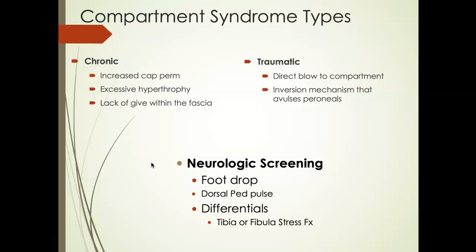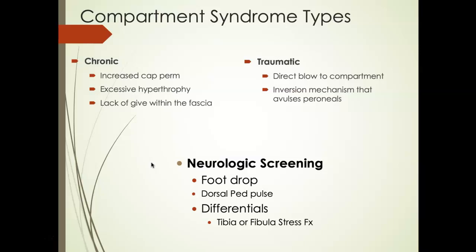So compartment syndrome types, there are two different types that we most often see. There's traumatic and there's chronic. What we see with traumatic is a direct blow actually happened to the compartment, swelling ensues, and as a result, guess what? It starts to compress on the compartment. That's intuitive. It's traumatic, direct blow, there's swelling, there's a lot of swelling, it compresses the nerve, medical emergency, right?